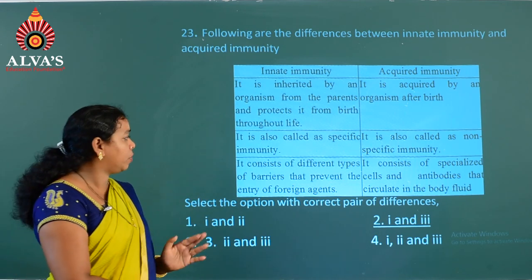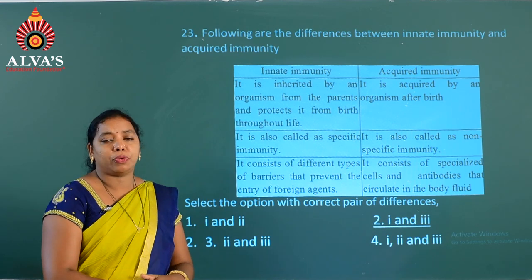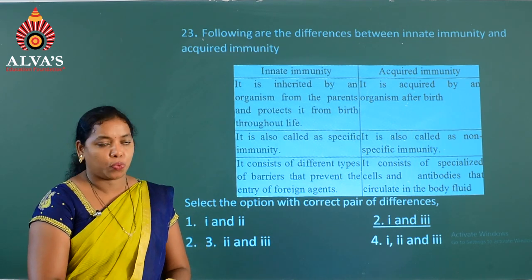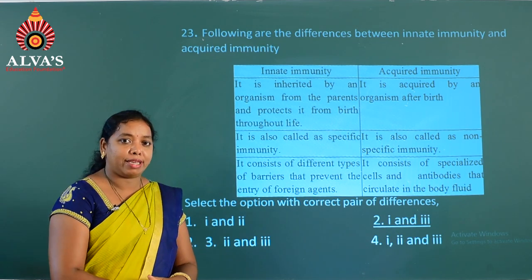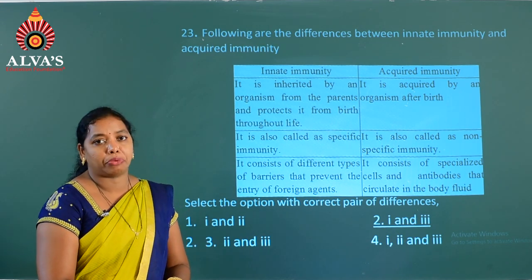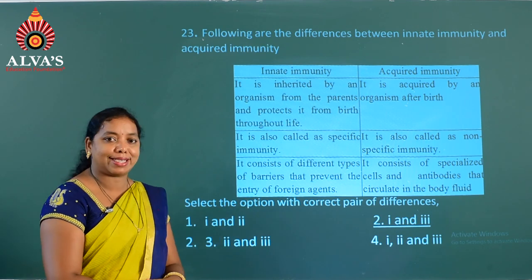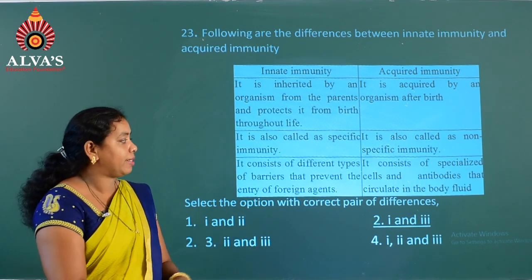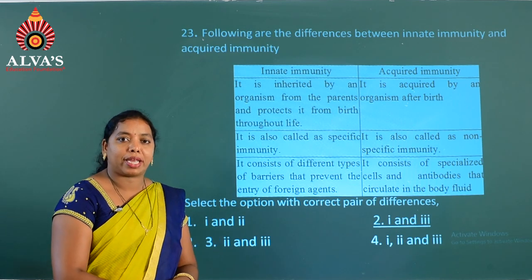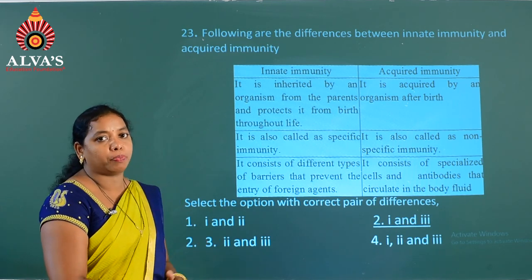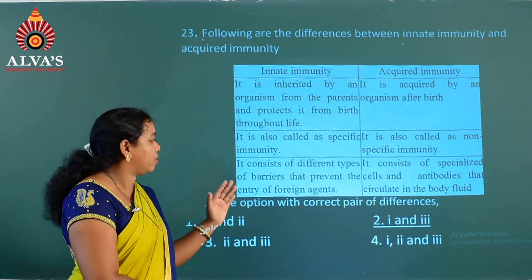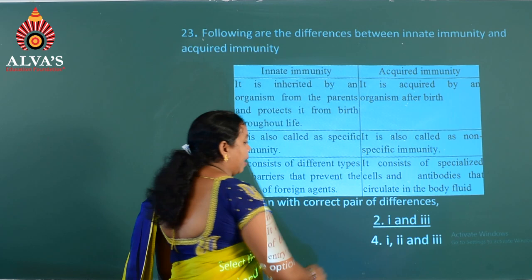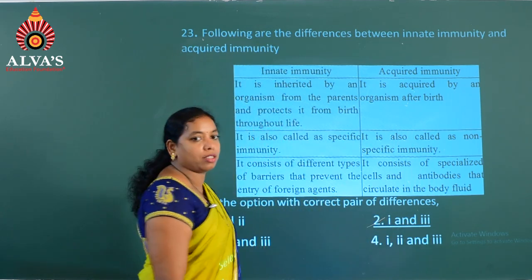And the third one, under innate immunity, which functions based on different types of barriers, that is true, whereas acquired immunity functions based on the different types of lymphocytic cells which produce antibodies, which are circulated in the body fluid. So hence we can see that the correct option here is first and the third one. That is given in the second option, hence the answer for this question is the second option.